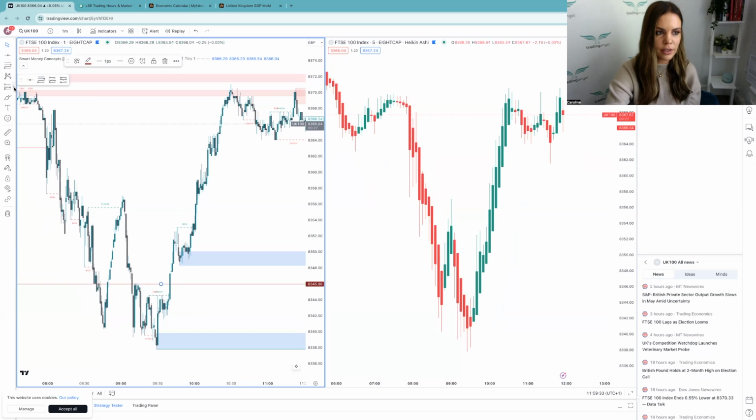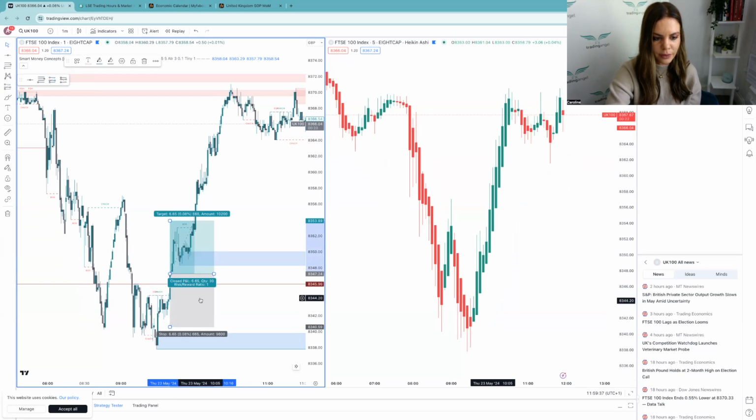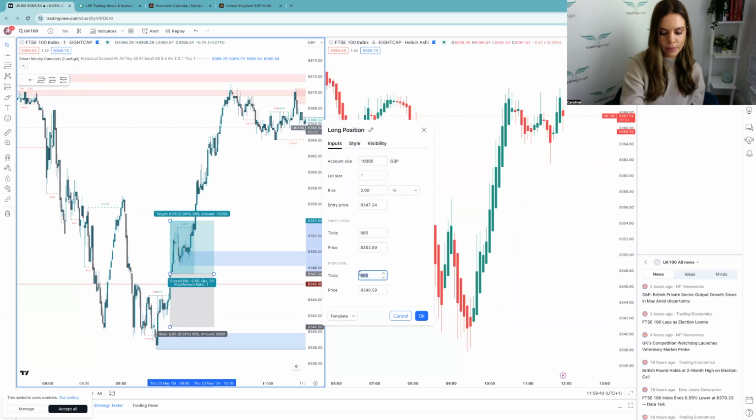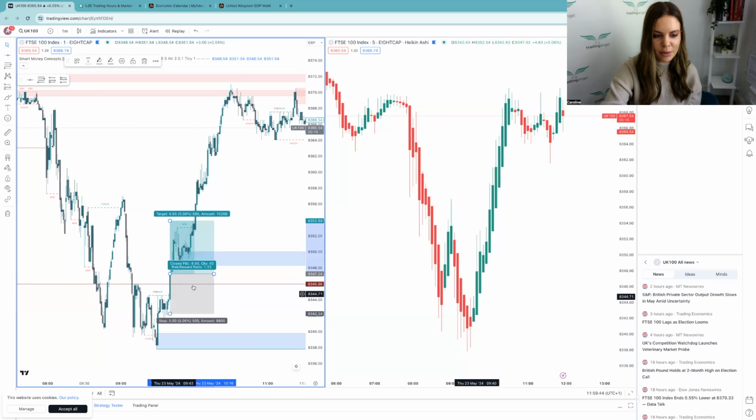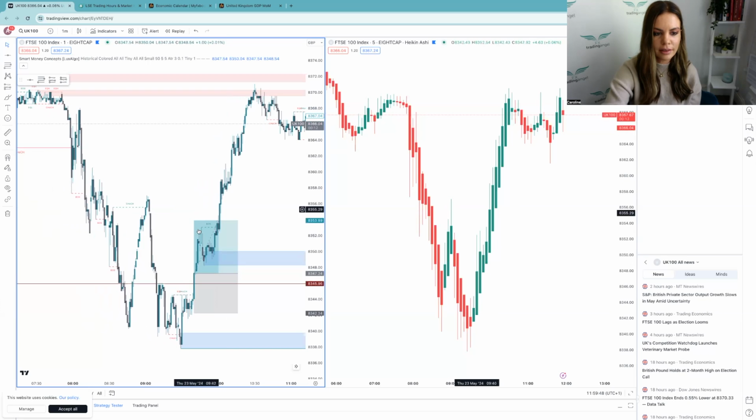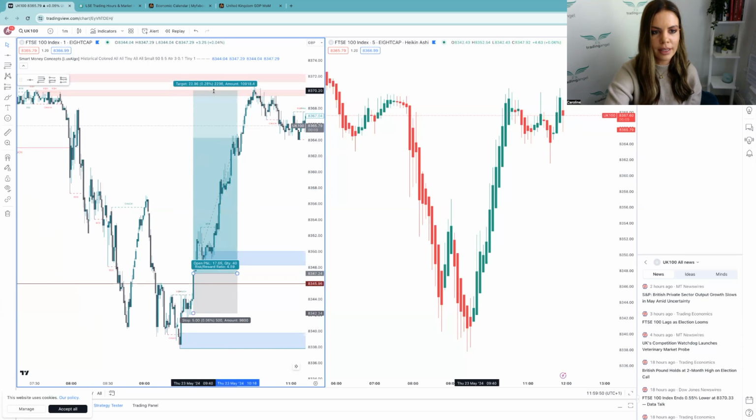So I'm just going to draw that on for you so you can see where you would have gone in there. So you would have gone in there, you would have taken a 5 pip stop. You have to do it as 500 there. So that would have been your risk that you'd have been taking. And this would have been the trade that you were in. And I'm just going to drag that up there.